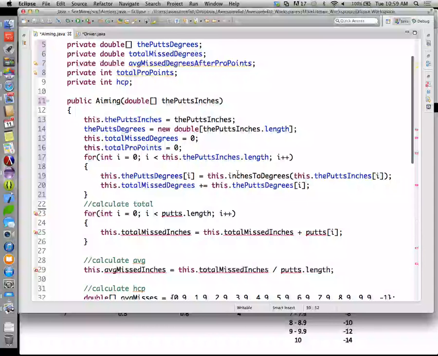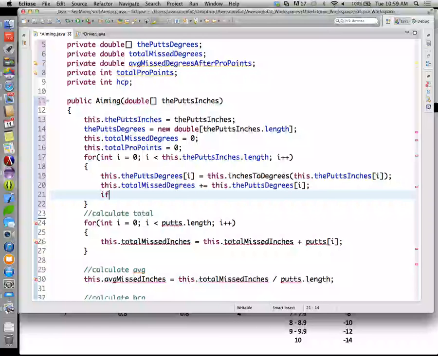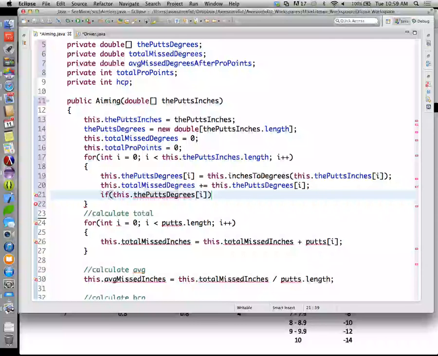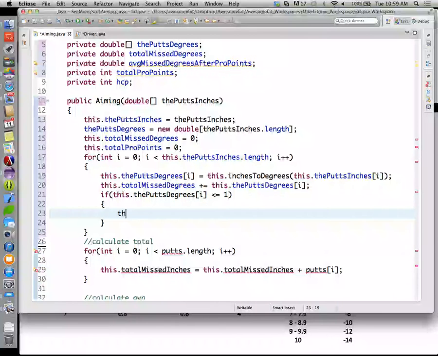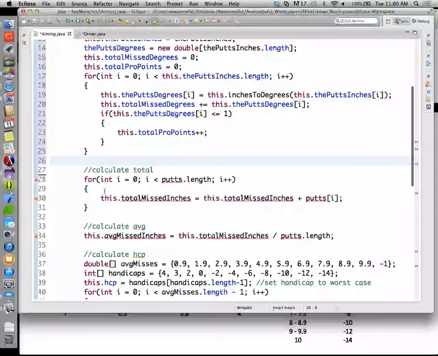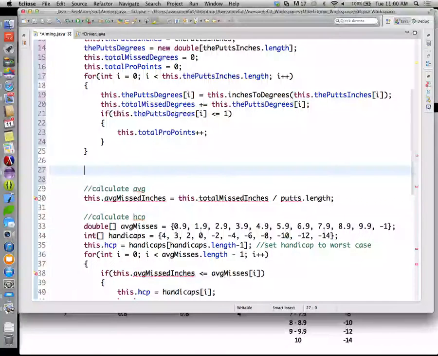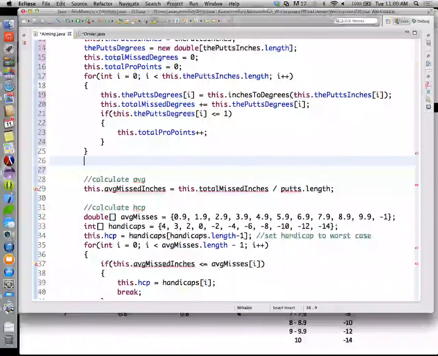So total missed degrees plus equals the putt. Then we'll ask if this.the putt's degrees at bucket i is less than or equal to 1, this.total pro points plus plus. Make sense?